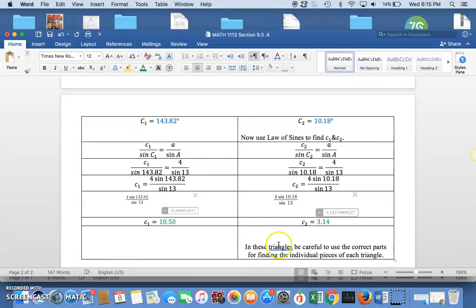Be careful with these triangles because it's so easy to mix up the parts. Very easy, so please do not do that. Be real careful. Be sure you've got a column for the first triangle and a column for the second triangle.